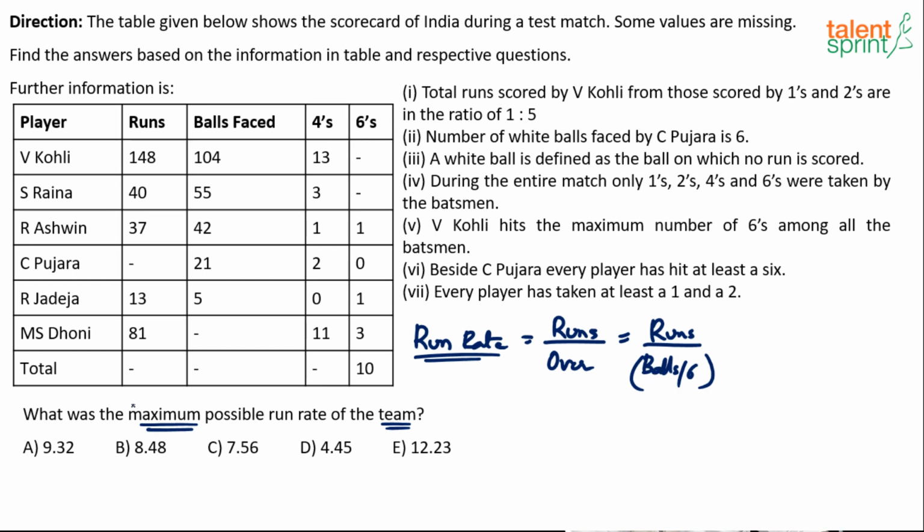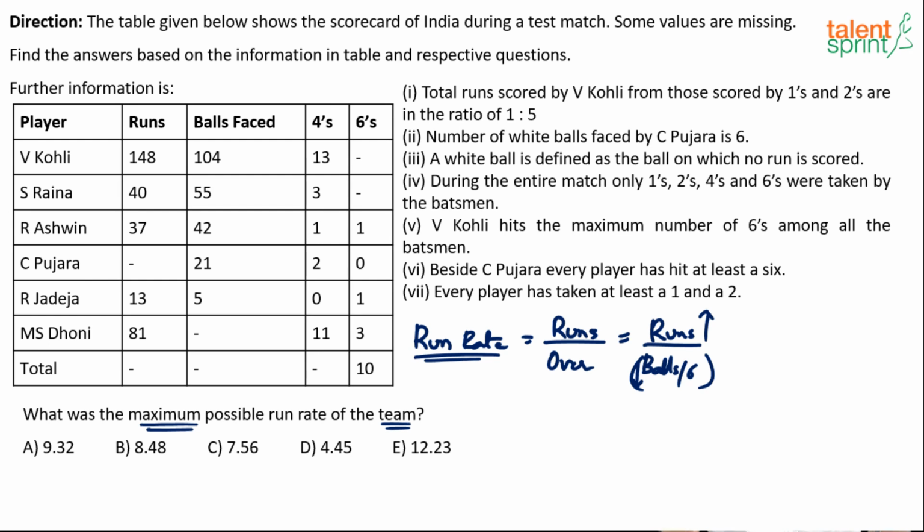So for us to get maximum run rate, the number of runs should be maximum and number of balls should be minimum, right? The number of runs have to be maximum, number of balls have to be minimum. And there are only 2 missing values now: the number of runs for Pujara and number of balls for Dhoni. So you have to find out the maximum possible runs for Pujara and minimum possible balls for Dhoni to get to whatever 81 here. And then you can calculate the run rate.